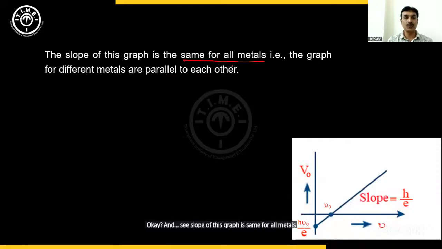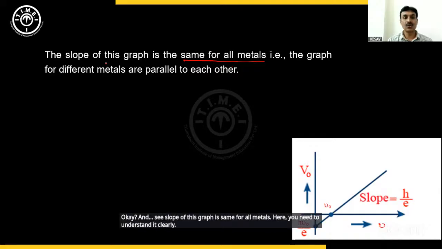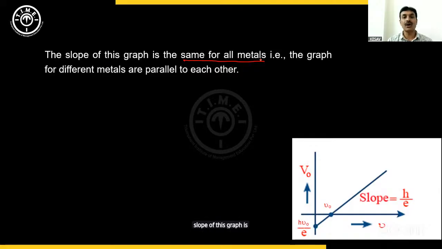See, the slope of this graph is same for all metals. Here you need to understand it clearly. Different metals may have different threshold frequencies, but the slope of this line remains same. The graphs for different metals are parallel to each other.